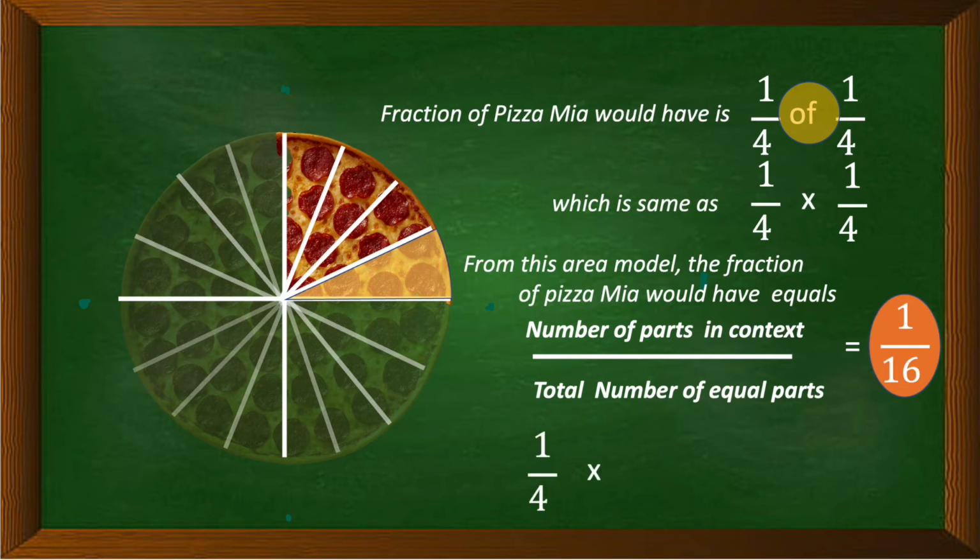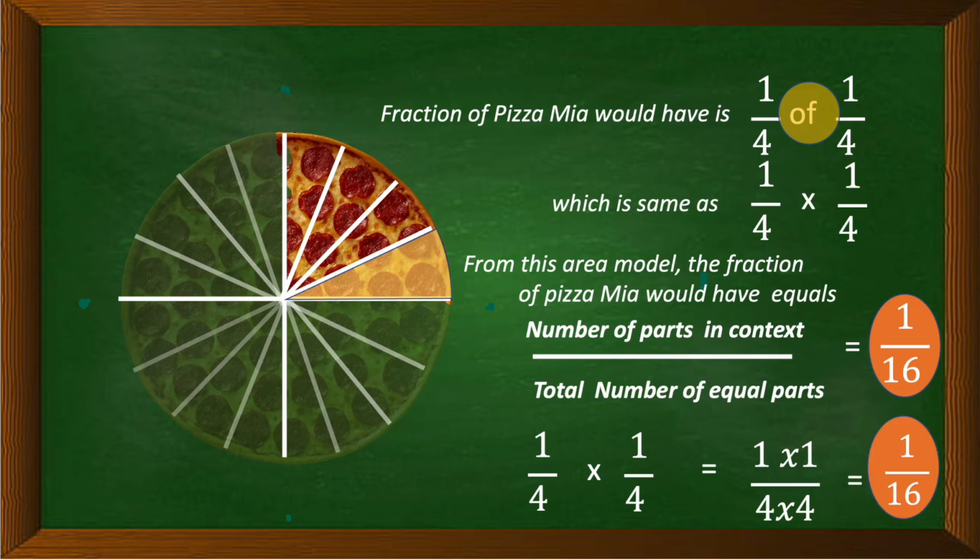Now let's apply the method that we learned about multiplying fractions. That is 1/4 times 1/4 equals, the resulting numerator would be the product of the numerators, and the resulting denominator would be the product of the denominators. That is 1 times 1 divided by 4 times 4, which equals 1/16.